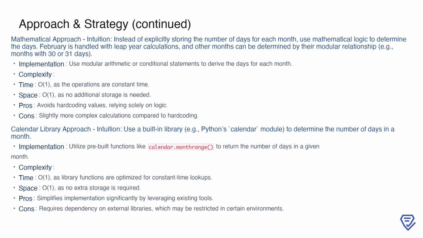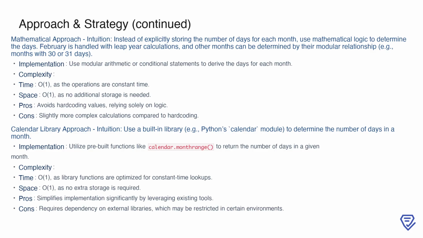Another possible approach is based on mathematical logic. Instead of storing the number of days for each month explicitly, we use mathematical calculations to derive the days. For February, we use leap year criteria, and for other months, we rely on their modular relationships to determine whether they have 30 or 31 days. This method eliminates the need for hard-coded values, making it more dynamic. Its time and space complexity remain O(1), as the calculations are constant time operations that don't require additional storage. While this approach avoids hard-coding, it introduces slightly more complex calculations, which may increase the likelihood of implementation errors.